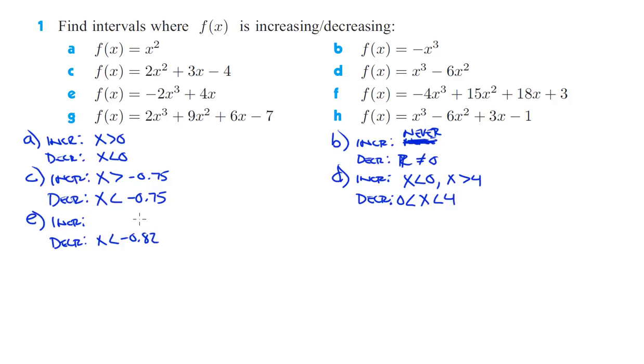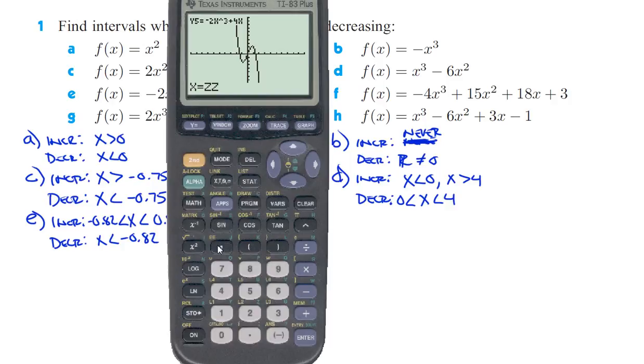Okay, let's try this again. So it's increasing when x is greater than negative 0.82. There we go. And then it's got to be less than positive 0.82. Okay, so that's when it's increasing. So we got decreasing, increasing, and now we got to get the last decreasing.